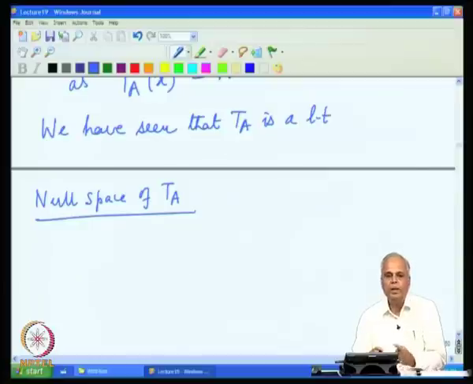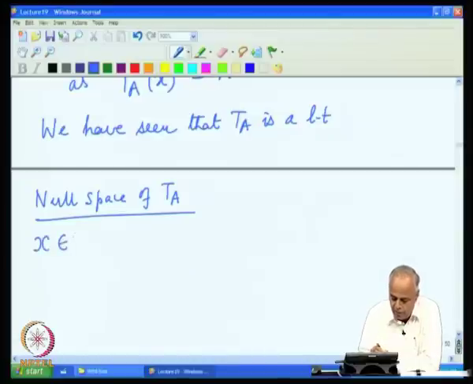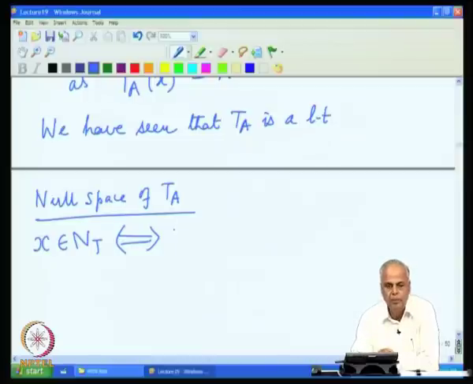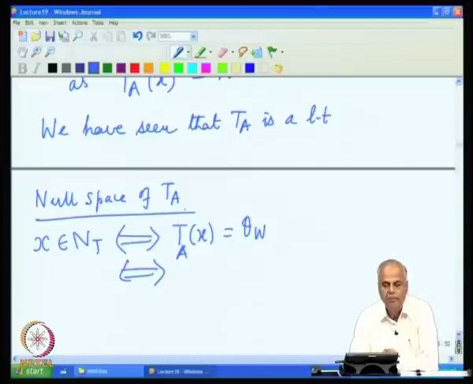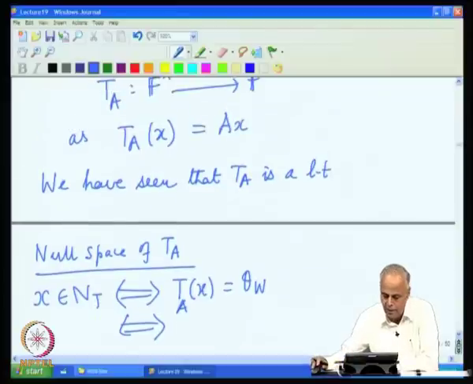So, in order to find the null space of T_A, we want to find all those vectors which get mapped to the 0 vector. So, x in V belongs to the null space of T if and only if it gets carried to the 0 vector, that is, if and only if Tx is theta_W. But then by the definition, I should put T_A. The definition of T_A is that T_A of x is A times x.